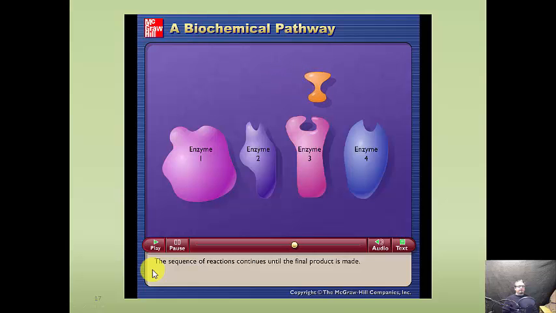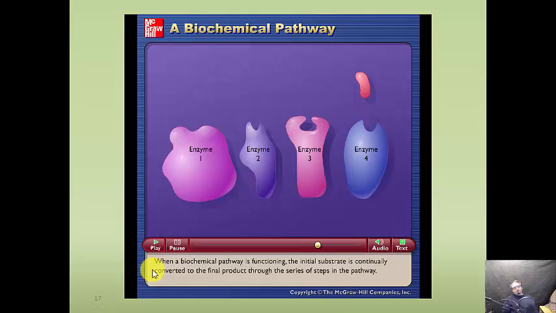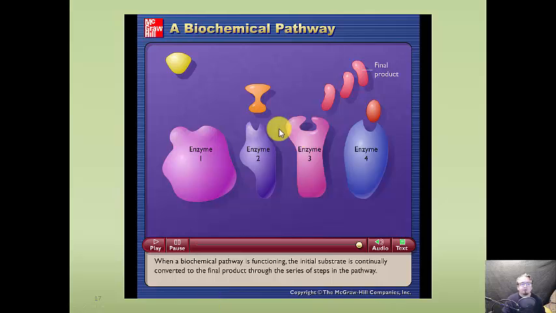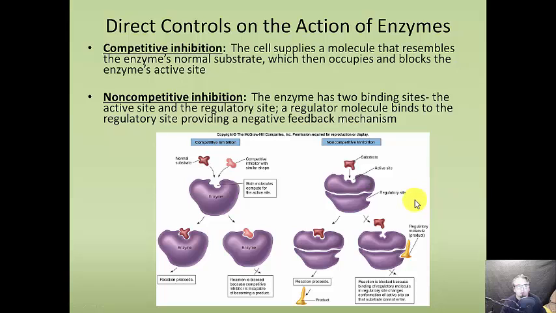The sequence of reactions continues until the final product is made. When a biochemical pathway is functioning, the initial substrate is continually converted to the final product through the series of steps in the pathway. Okay, so there's an animation showing a pathway in motion there.